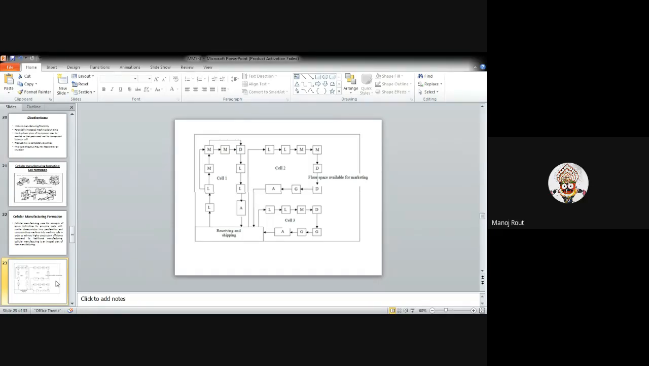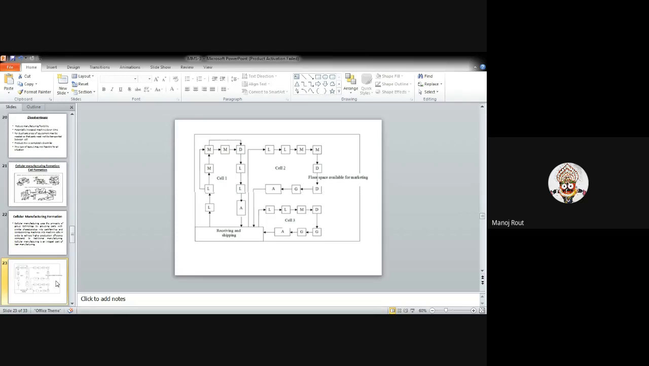Similarly, if you go to the next one, two lathe machines are there. Then two milling machines are there, and two grinding machines. D stands for drilling machine, G stands for grinding machines, and A is for anvils. So these are the different types of workstations that form a particular cell.